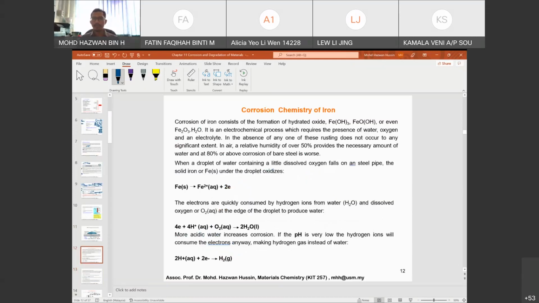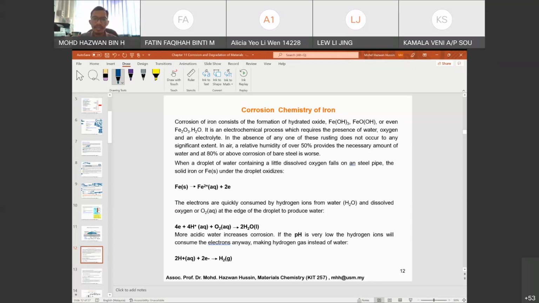Okay. So corrosion chemistry of iron. Now we are talking specifically about iron. We know that iron can produce different types of rust, depending on the amount of oxygen, the amount of water, or the concentrations of the impurities in the electrolyte. So it will produce different types of rust phase.